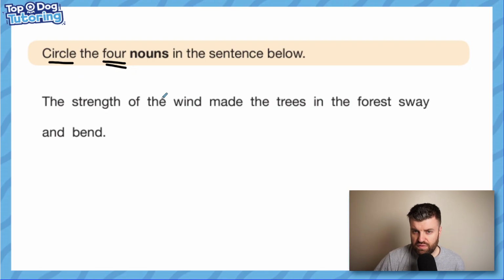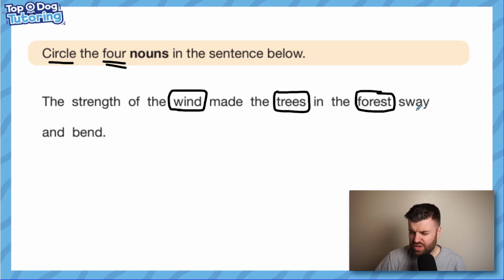The strength of the wind, the wind, okay, wind is definitely a thing. I know I can't pick wind up, but it is a thing, it's a noun. Made the trees, they're definitely things, so I'm on 2, that's good. In the forest, again, that's definitely a thing. Sway, that's an action, that's a verb. And bend, oh, that's a verb.